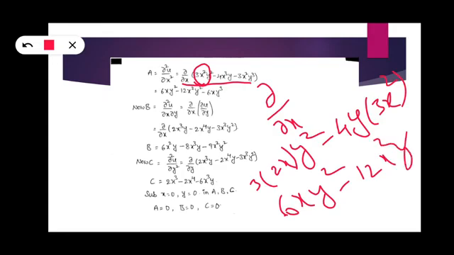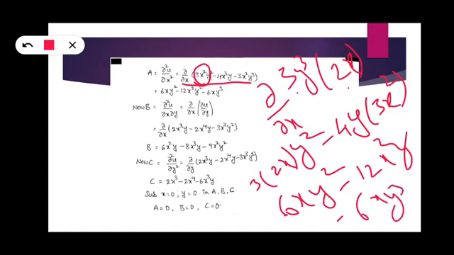Next, 3x square y cube. So here 3y cube is constant, x square will be 2x. That means the last term will be minus 3 into 2, that will be 6, 6 into x y cube. So 6x y cube. So here what happened, del square u by del x square is equal to 6x y square minus 12x square y square minus 6x y cube.